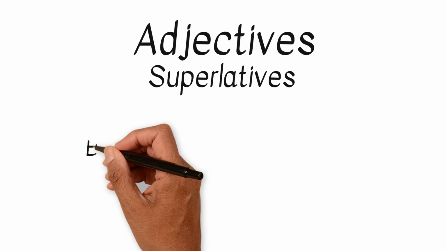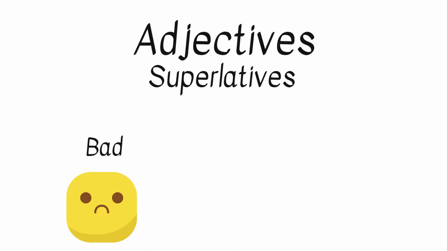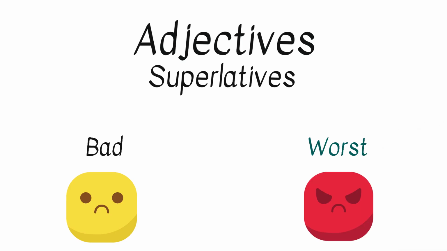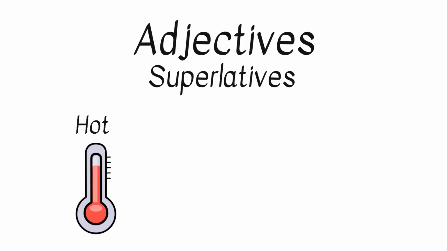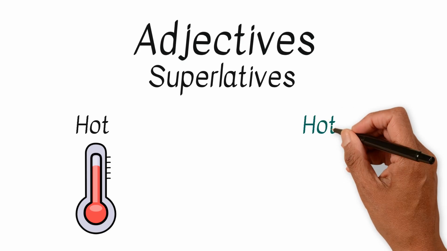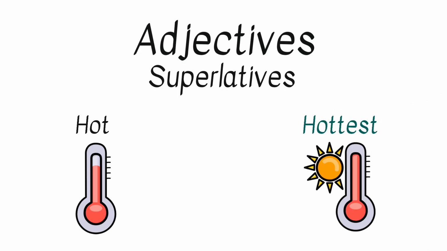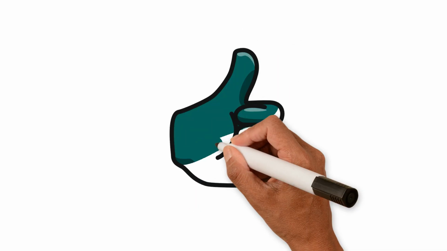Number 3, bad. Worst. Remember the list of irregular superlatives. Bad becomes worse, the comparative, and the superlative is worst. Number 4, hot. Hottest. Remember to add the extra consonant on some of the superlatives. How did you do? Did you get them all?